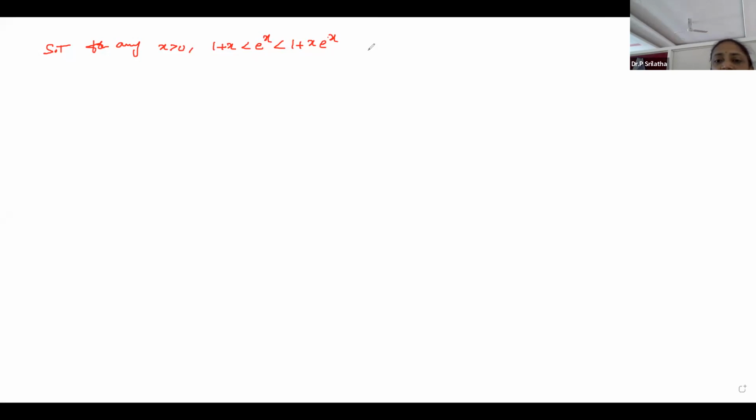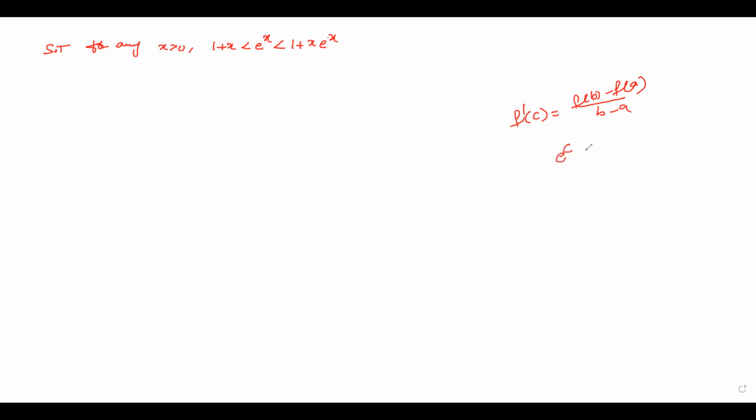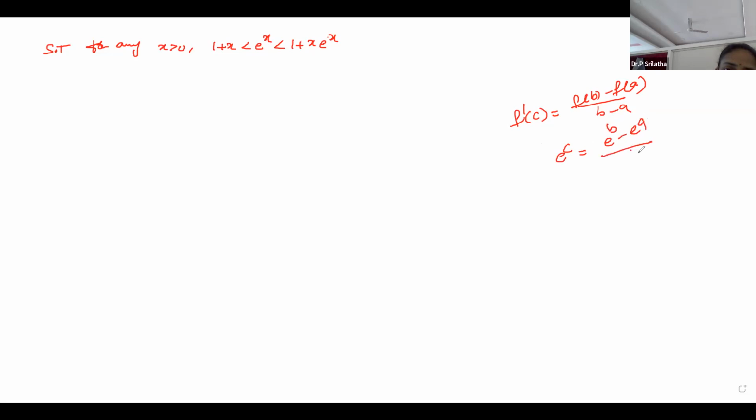So what is our main formula? f dash of c equal to f of b minus f of a divided by b minus a, isn't it? So f dash of c, e power x differentiation is e power x only. So that's why this is e power c, and this is e power b minus e power a divided by b minus a. Now tell me what is b value and what is a value.